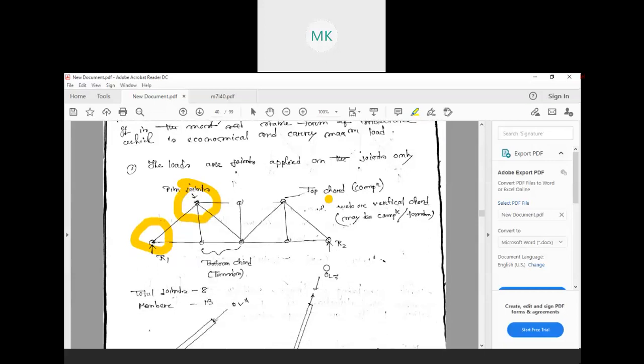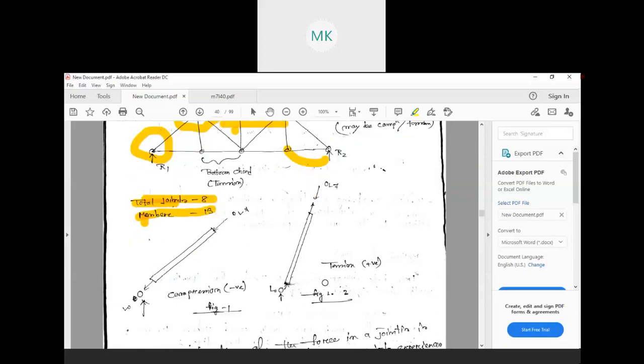There are two reactions, R1 and R2. This is simple, for your understanding. If we consider a simple truss like this, how many joints are there? You can easily say by counting: 1, 2, 3, 4, 5, 6, 7, 8. The total number of joints is 8. And how many members are there? If you count the members: 1, 2, 3, 4, 5, 6, 7, 8, 9, 10, 11, 12, and 13. There are 13 members. These are the basic things.